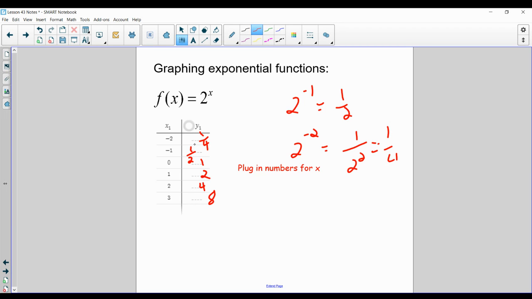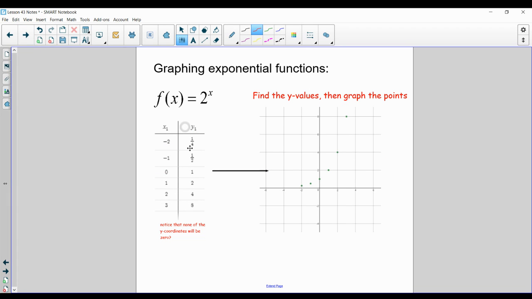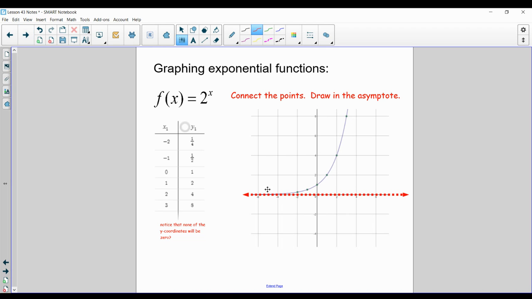Really, we're going to concentrate on these three sets of numbers right here, with x being negative 1, 0, and 1. That'll be enough to be able to graph it, but you can use more points if you want to. Okay, so I would plot those points, so it would look like this. And then I would sketch the curve.